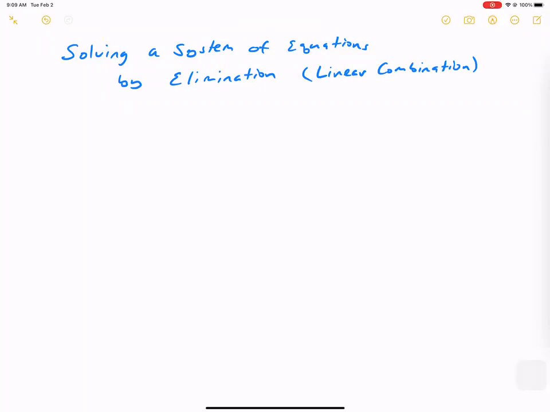Now, here is a quick example to show you why this is one of the easiest methods you can use for solving a system of equations. So here's an easy one. 6x plus 7y equals negative 2. And negative 6x minus 3y equals 18.